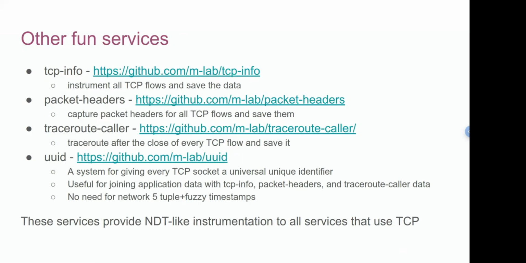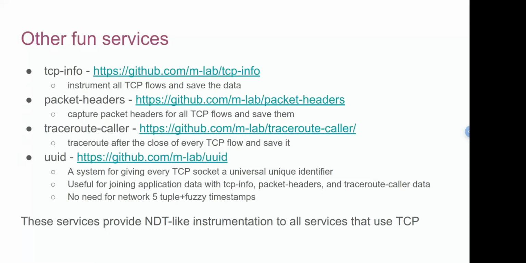And then there's a UUID system, which gives every TCP socket a universal unique identifier. And that's really, really useful for joining application data with the data produced by these sidecar services. Because if you've ever tried to join data collected by different services in different contexts, you end up doing network 5 tuple and fuzzy timestamps, and you're never quite sure when you don't find matching data if the matching data really is matching data. And if you do find matching data, you're mostly sure you found the right match, but you're not 100% sure. It's really tough.